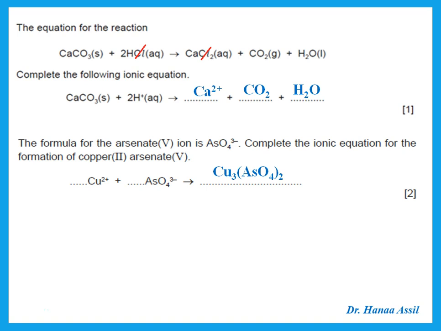If I have 3 coppers after the arrow, I need 3 in front of the copper before the arrow. I have 2 of the arsenate, so I need 2 of the arsenate before the arrow. Are we following?